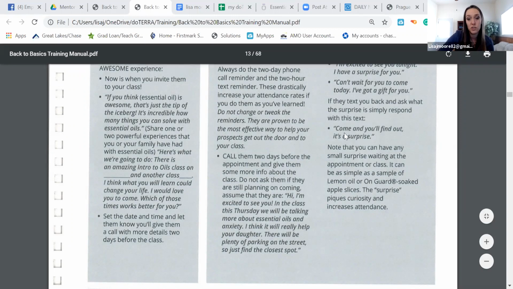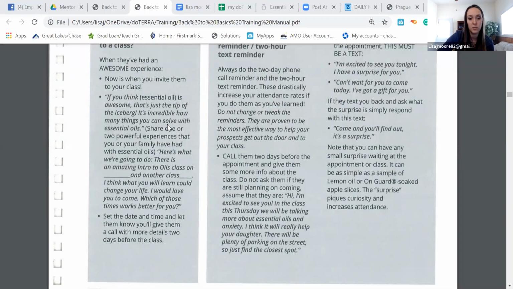And make sure you include your experience. Don't just skip over that part. Actually share 1 or 2. I would stick with 1. It can get long-winded, so that's the last thing you want to do. You don't want them to end up spacing out on you. So just give them 1 powerful experience and then move forward.